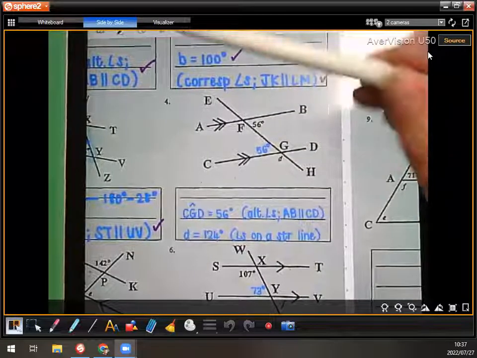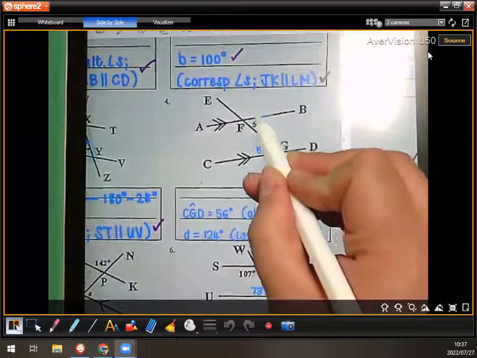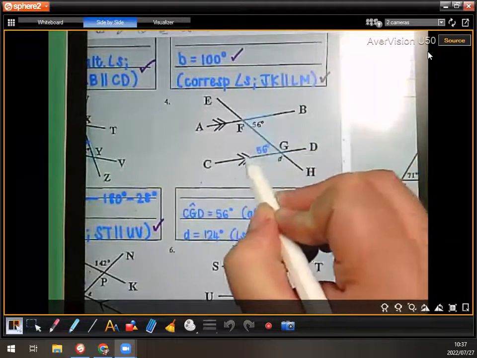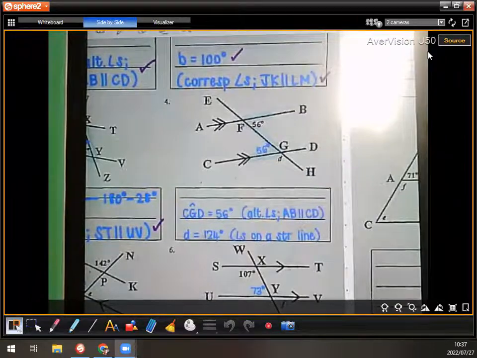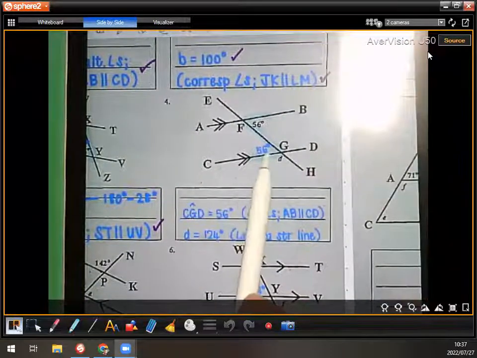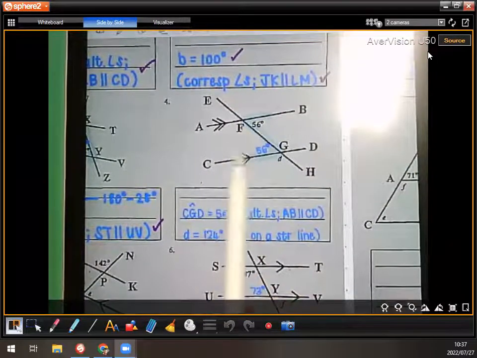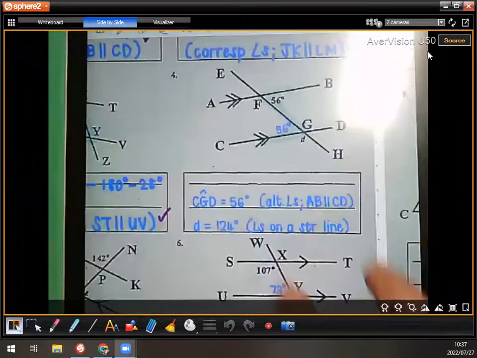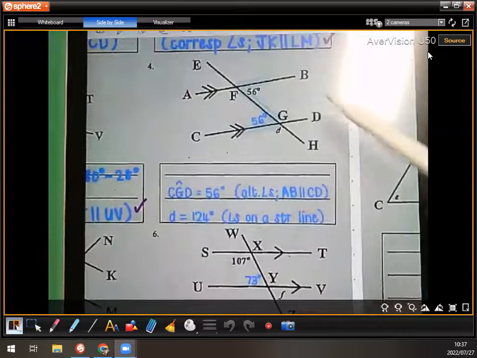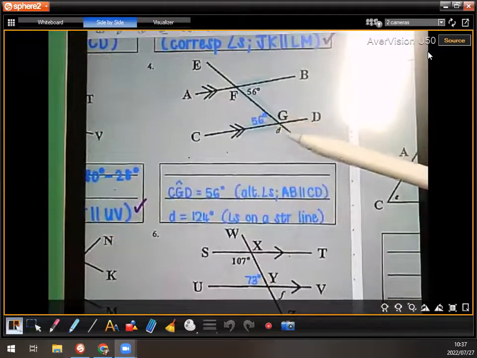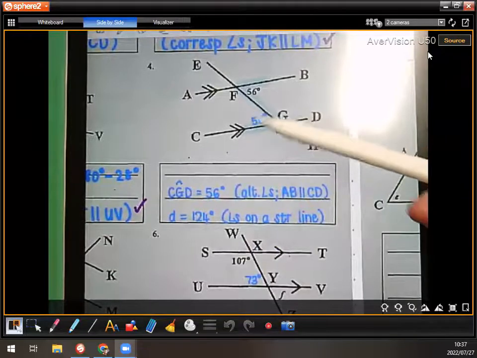So what I did was I noticed that there is a Z shape there, right? Do you agree with that? So that angle is 56, that angle is also going to be 56 because these lines are parallel. So those angles are equal. Then from there, I say that if this angle is 56, I can use angles on a straight line over here. Right, you guys agree?